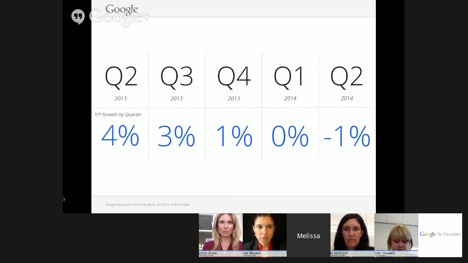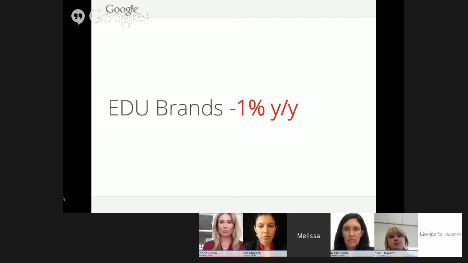So there are many factors that obviously influence this demand, and so we're going to talk a lot about how this breaks down. And we will take an in-depth look at which queries are driving this change. So the first segment that we always look at when looking at the change has to do with brand terms. So these are queries that actually include the name of the school. So overall, EDU brands are down 1% year over year. So very consistent with the overall trend and very much a driver of the overall trend.